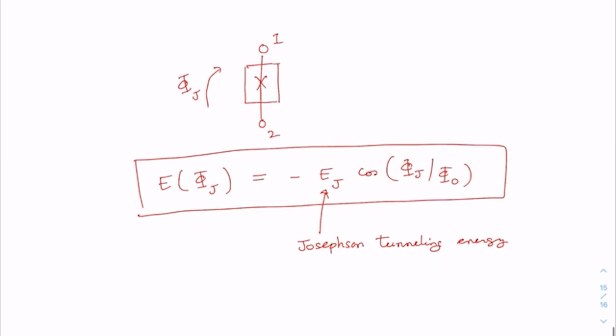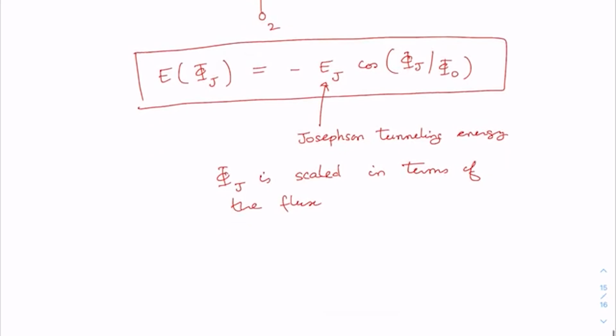And phi j is the magnetic flux, which is scaled in terms of the flux quantum phi 0, which, you know, is h by 2e.